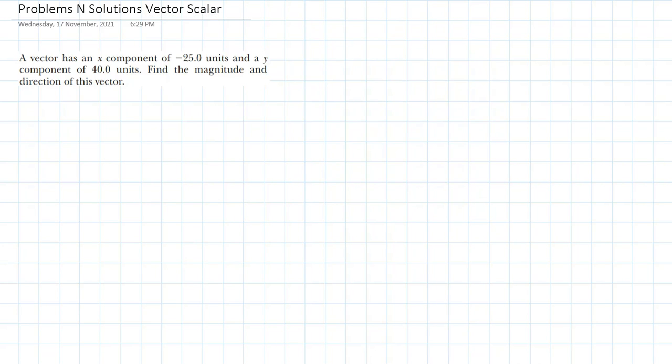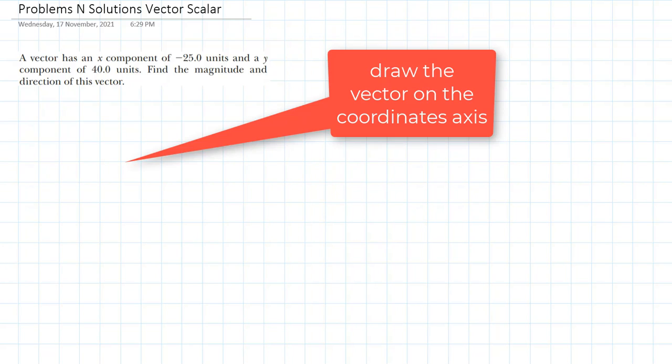A vector has an x component of minus 25 units and a y component of 40 units. Find the magnitude and direction of this vector. It is oftentimes useful to draw the vector to get a clear picture and clear understanding of the problem.